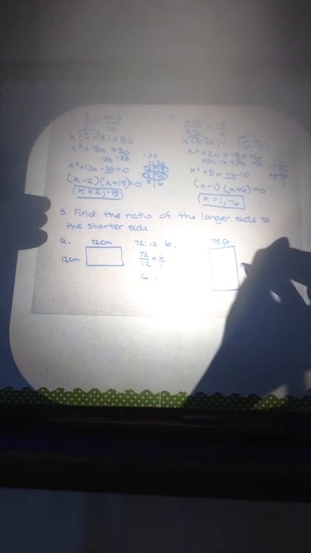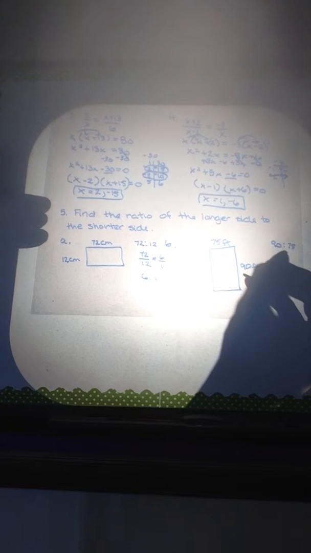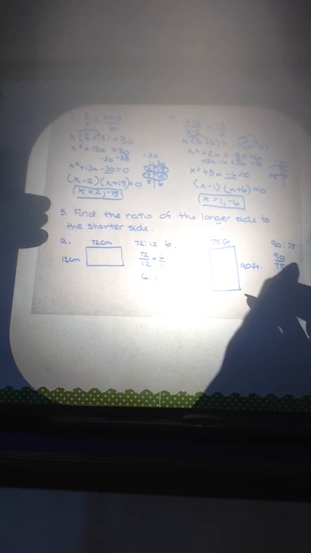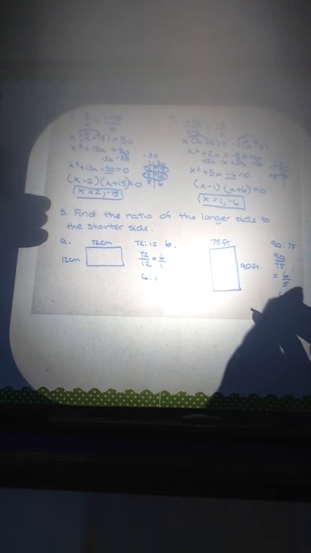We'll do the same thing with this one. We want longer to shorter, which is the same as 90 over 75. Again, if we go to our calculator and math enter, we'll get 6 over 5 or 6 to 5. Again, either of these are sufficient answers. You can use either one. They are interchangeable.